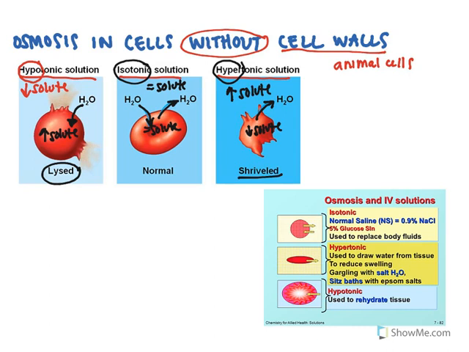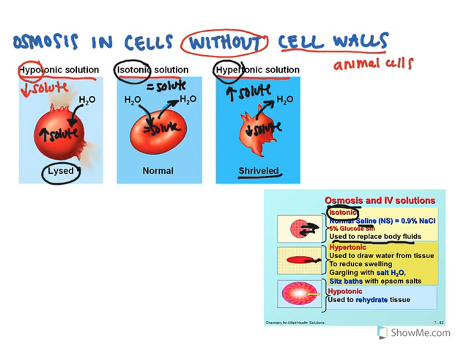And a real life example of this is when you go to the hospital and you need an IV, there's different IVs depending on what your body needs. So if you need to replace body fluids, they're going to give you an isotonic IV solution. So they put saline. Saline is salt. So they're going to give you a little bit of salt water so that it equals the amount of salt on the inside of your cell, so that the water coming in equals the water going out, and it replaces the body fluids.